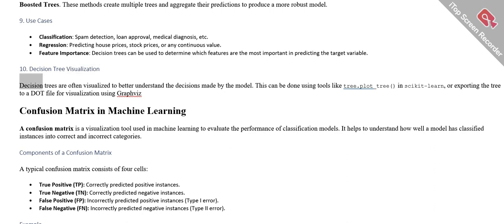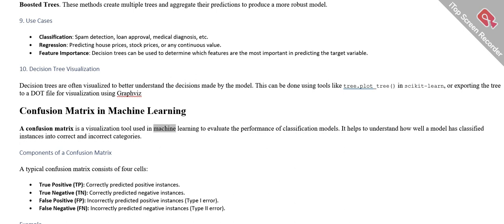10. Decision tree visualization. Decision trees are often visualized to better understand the decisions made by the model. This can be done using tools like tree.plot_tree in scikit-learn, or exporting the tree to a .dot file for visualization using Graphviz. Confusion matrix in machine learning.